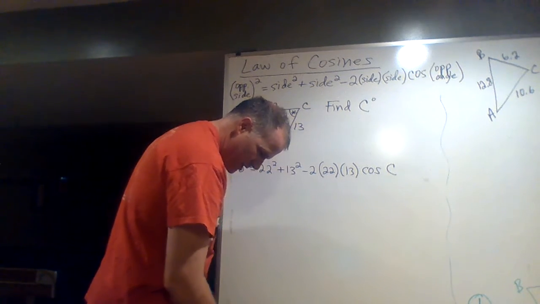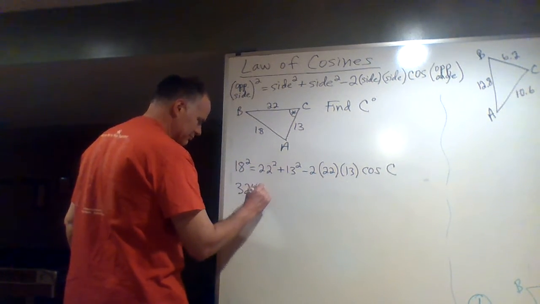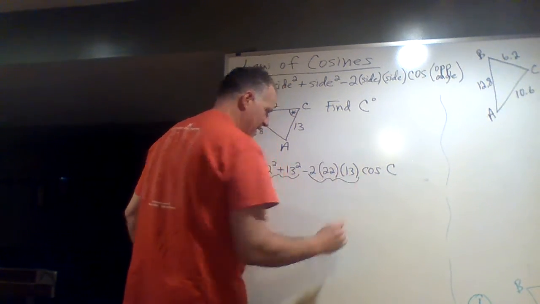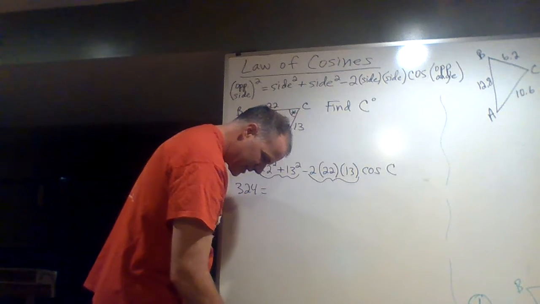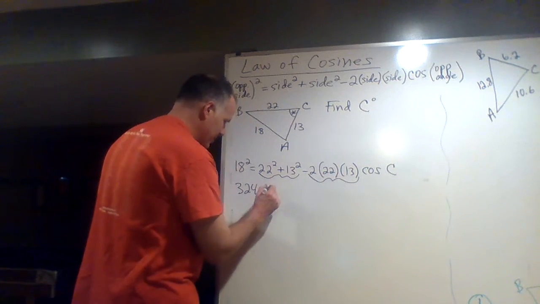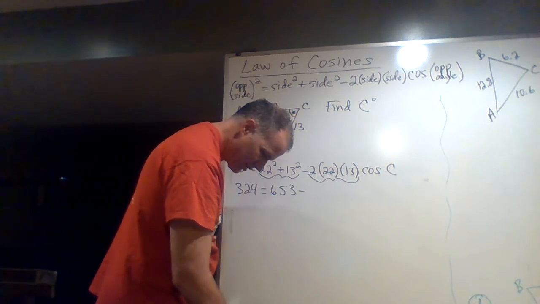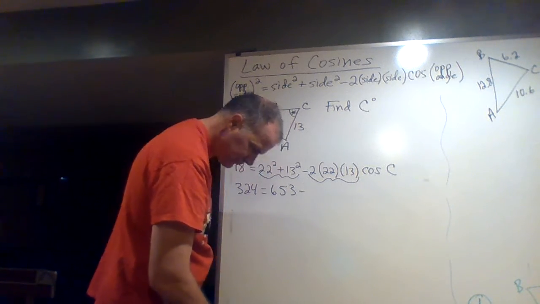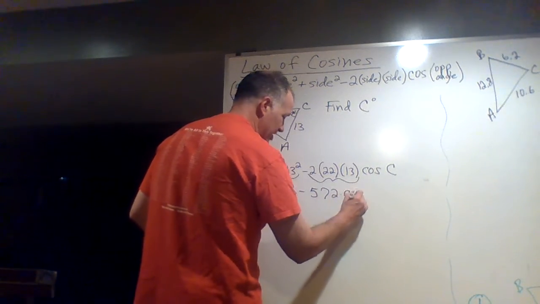So 18 squared, 324. I like to type all that in. So 22 squared plus 13 squared, 653, minus, again, type that in, 2 times 22 times 13, 572. But remember, that's a coefficient in front of cosine C.